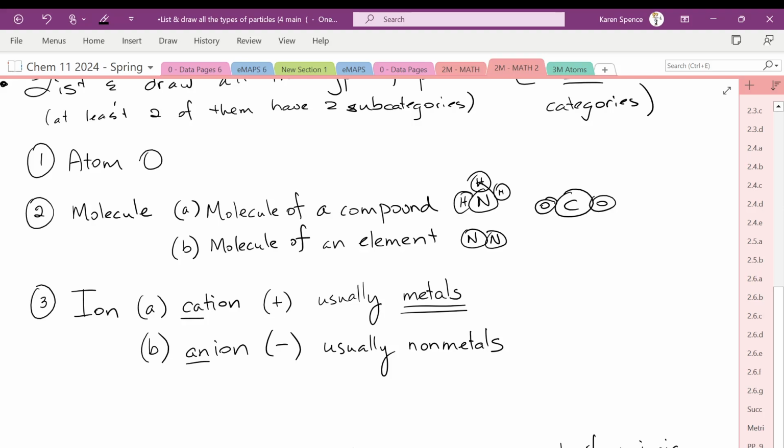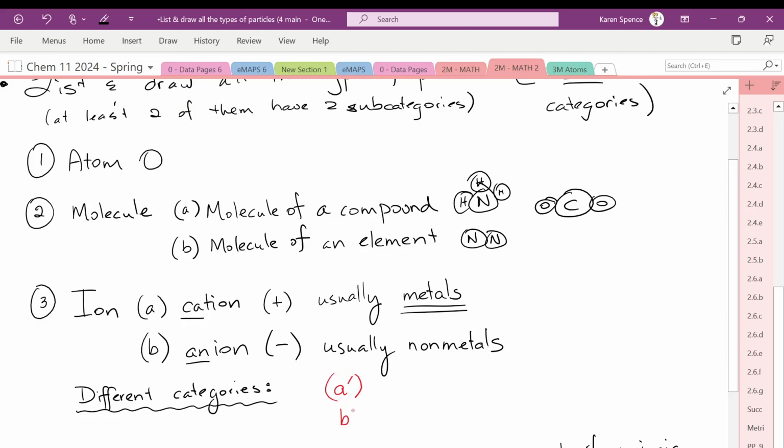However, we could categorize these a different way. I'm going to call this A prime and B prime, okay? That's what that little dash stands for. It's a prime, and it just means another A and another B. Anyone got any ideas? What's the first line? First two letters. M. What's the next letter besides M?